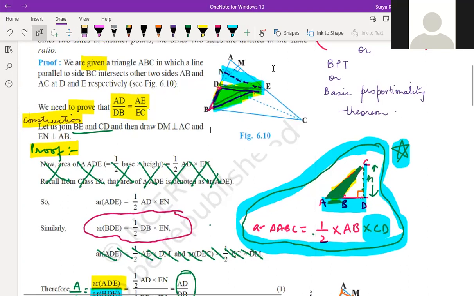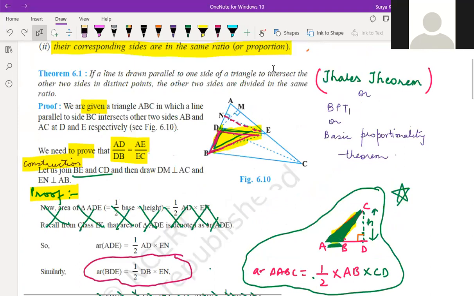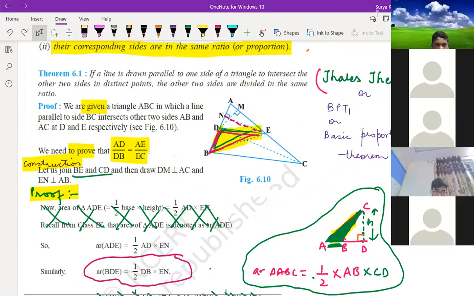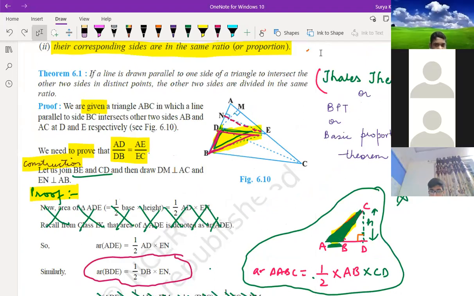Chanchal, is it clear to you? No or not? Chanchal. Rasul, now it's clear? Rasul. Yes, sir. Okay. Others? Yes, sir.